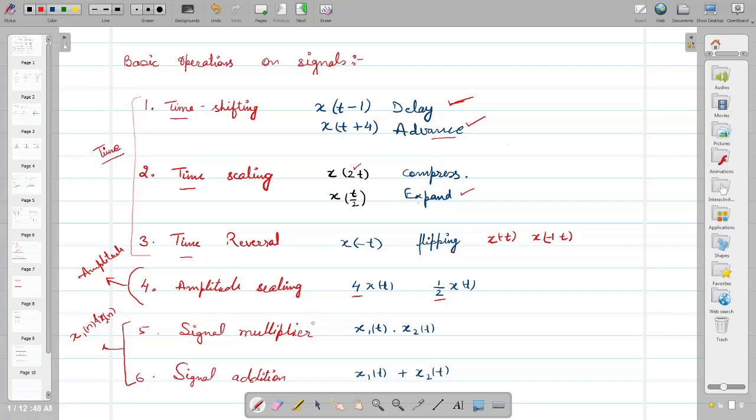Another kind of operation, when more than two signals are available, is that we can multiply these two signals or more than two signals, and addition of two signals is another kind of operation when we are going to extract certain information by adding two kinds of signals. In this particular session, we are going to understand only time shifting.